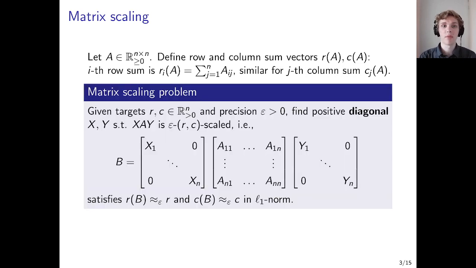Then the matrix scaling problem is the following. Given two target vectors, R and C, both of length n, and a precision epsilon, I want you to find positive diagonal matrices, X and Y, such that if I look at the matrix B, which is given by left multiplying A with X and right multiplying A with Y, then I want B to have row sums approximately R and column sums approximately C, where approximately means epsilon close in L1 norm. So the main goal of this talk is to explain to you how to get a quantum speed up for matrix scaling.